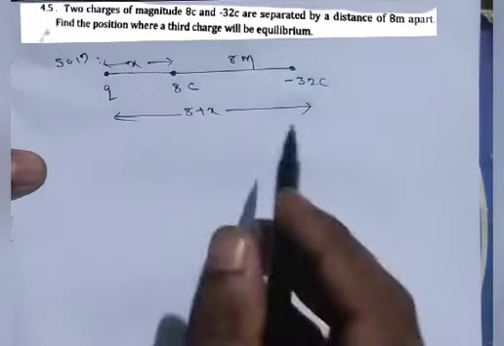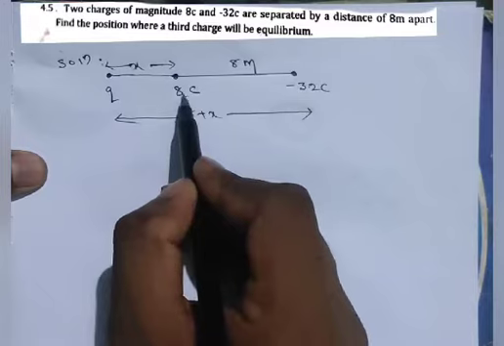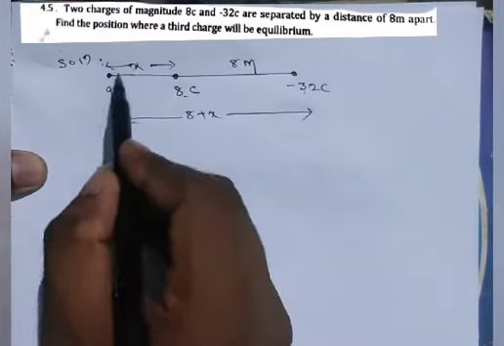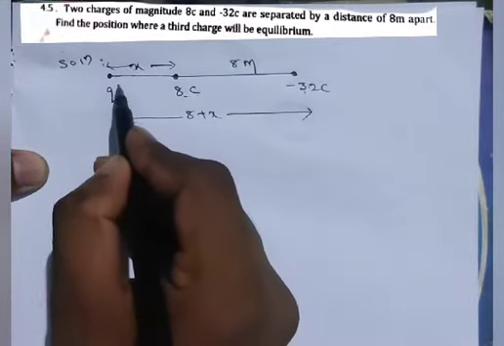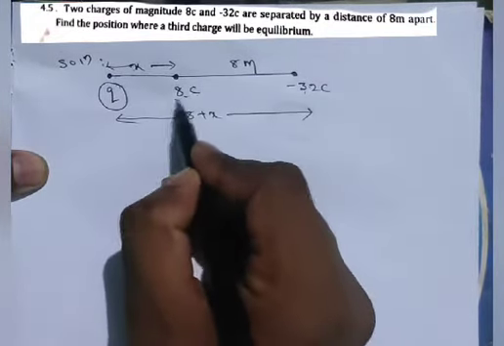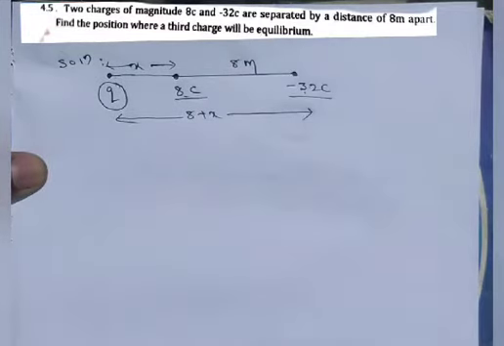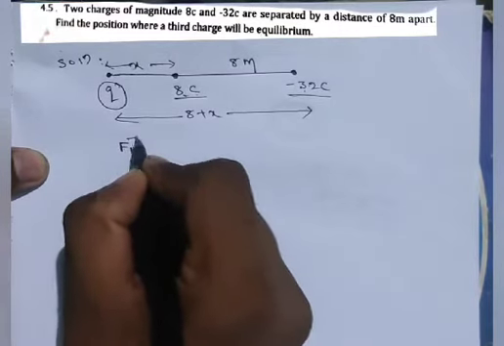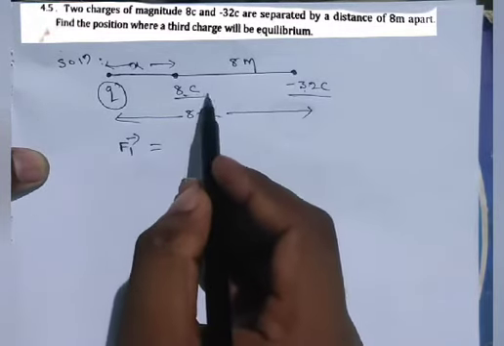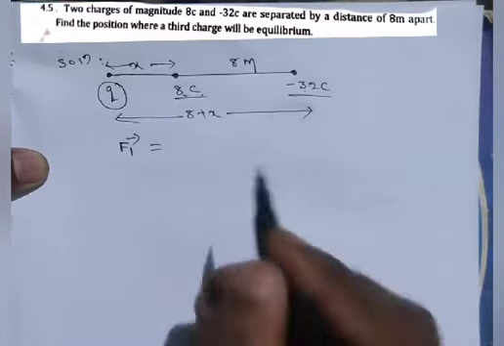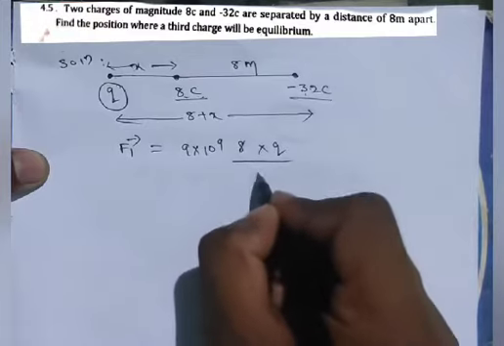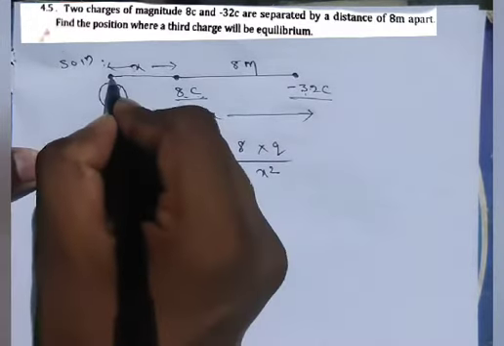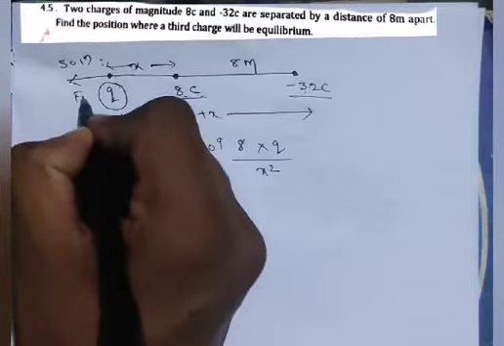So you should remember, when two charges have different signs, the charge should be placed outside the line. So now we shall calculate the resultant force on this q due to 8 coulomb and minus 32 coulomb, and the resultant force should be 0 for the equilibrium condition. So now I shall calculate F1, that is due to 8 coulomb on charge q, that will be 9 into 10 to the power 9, q1 is 8 and q2 is q, and distance is x square, and that will be directed along F1.